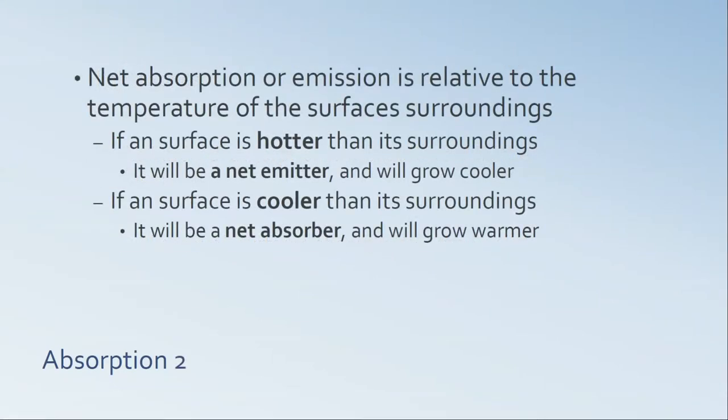The net absorption or emission of an object is going to be relative to the temperature of that object's surroundings. So if the surface of the object is hotter than its surroundings, it's going to be a net emitter, and it will gradually grow cooler as that heat is transferred from the object to the environment. If the surface is cooler than its surroundings, then it's going to be a net absorber, and it's going to gradually grow warmer as energy is transferred from the environment to that object.